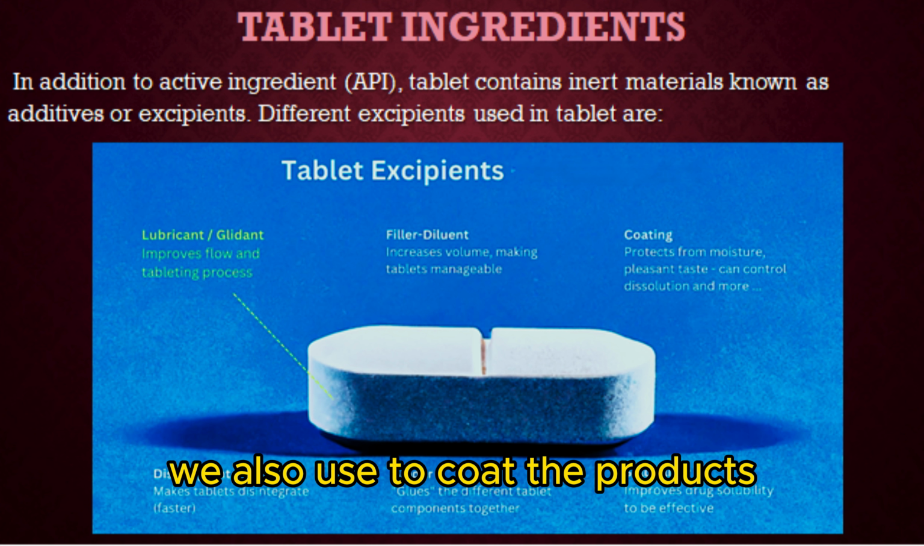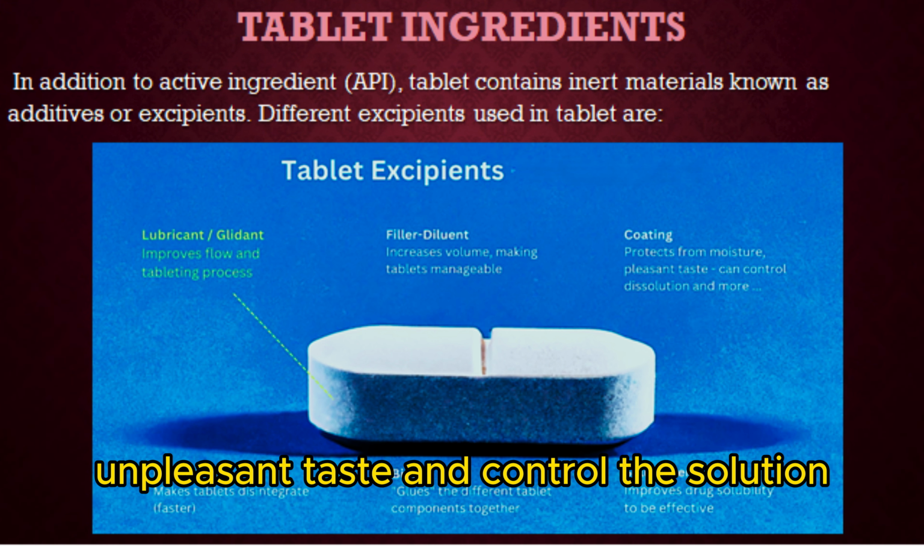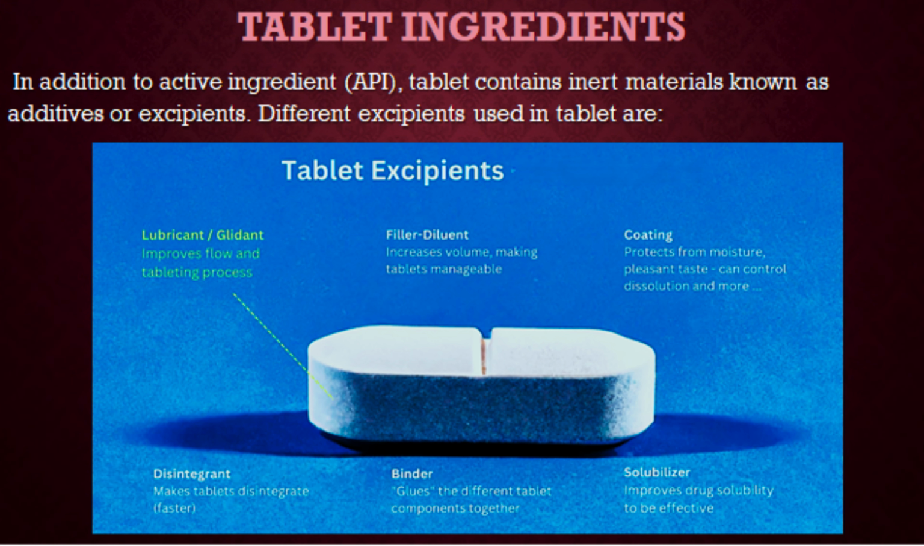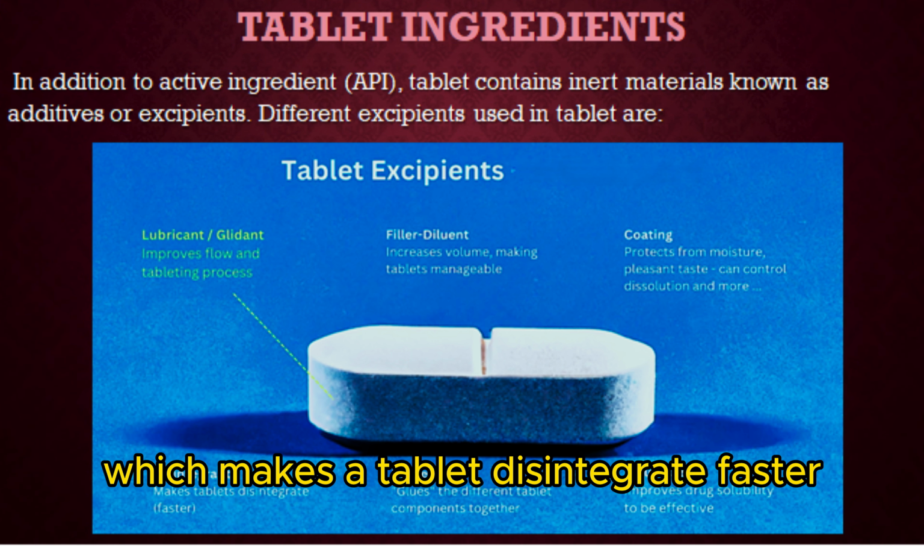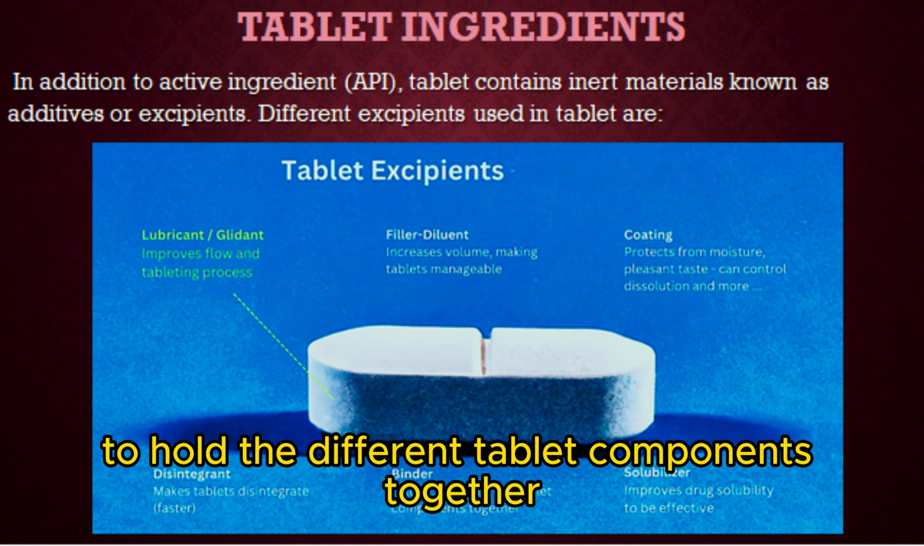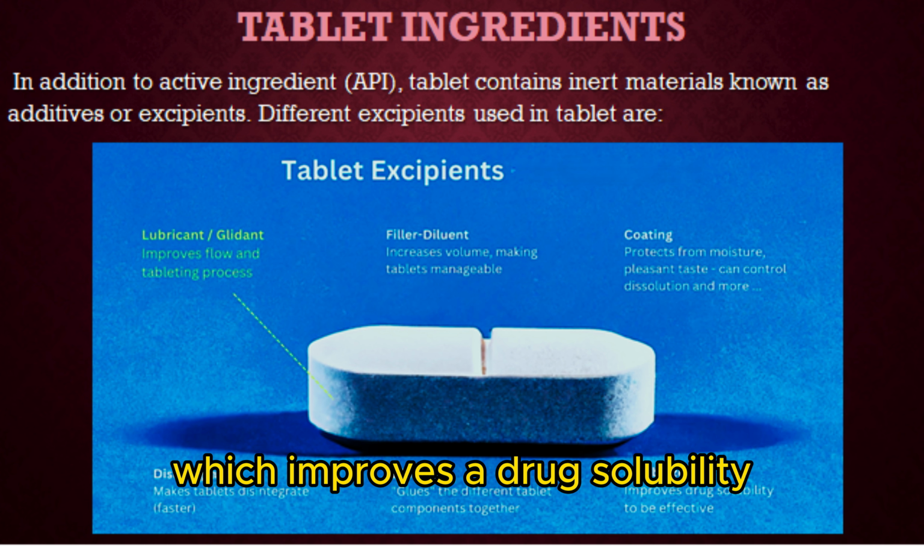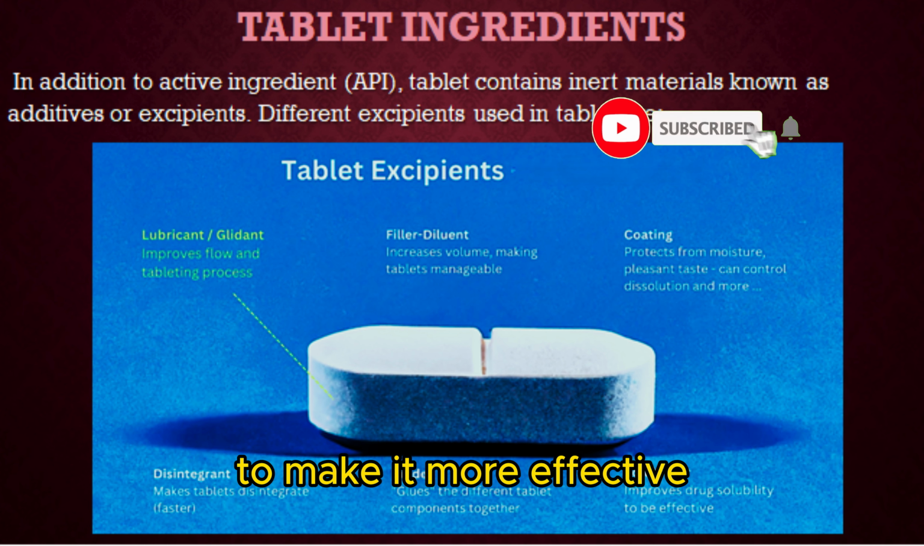We also use coatings on the products to protect them from moisture and unpleasant taste, and to control dissolution. We also use disintegrants, which make the tablet disintegrate faster. We also use binders, also called glues, to hold the different tablet components together. We also add solubilizers, which improve the drug solubility to make it more effective.